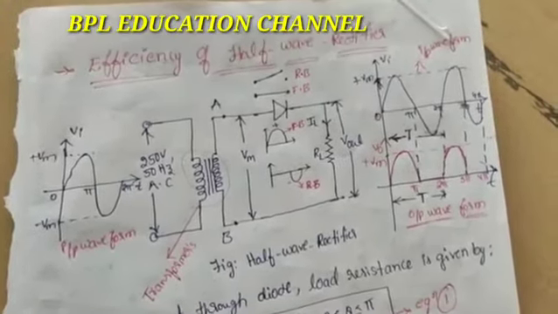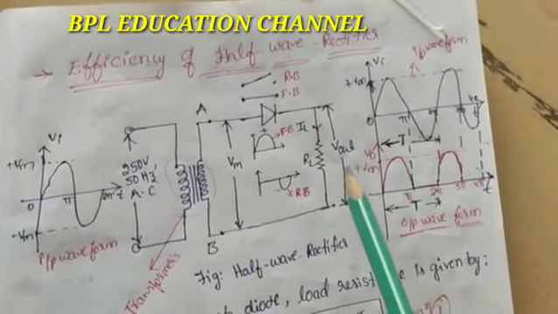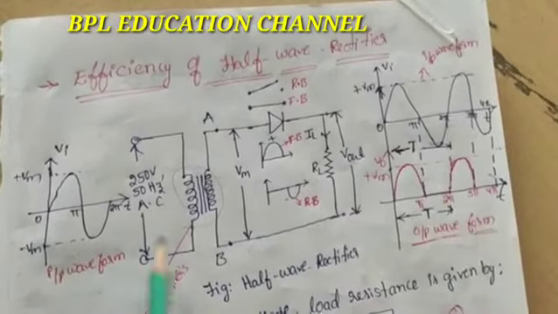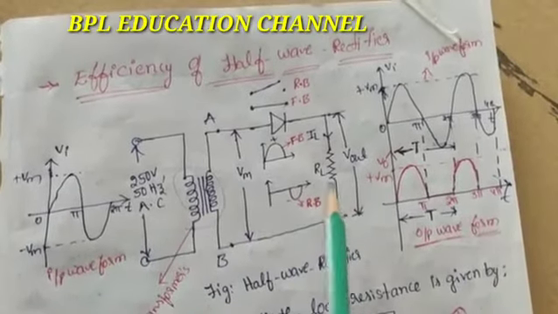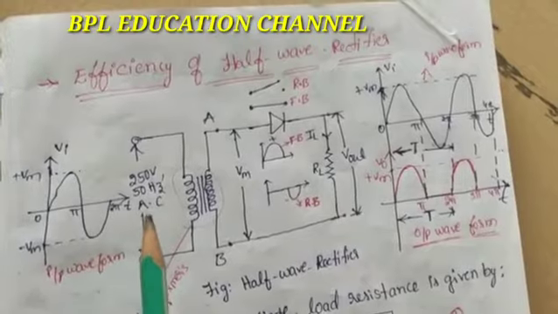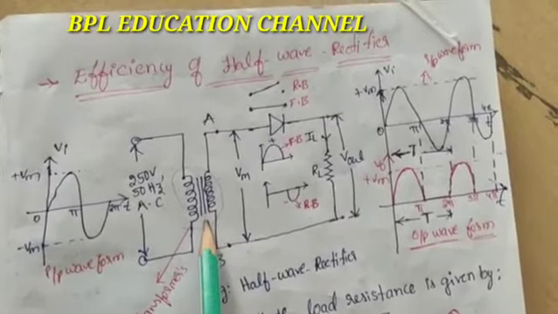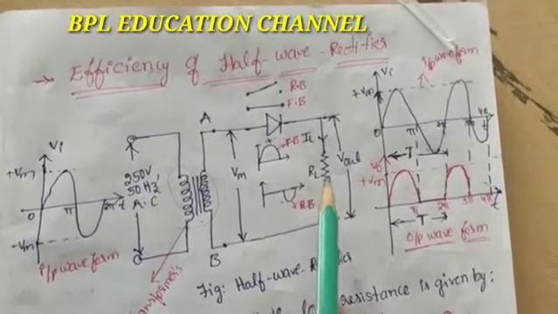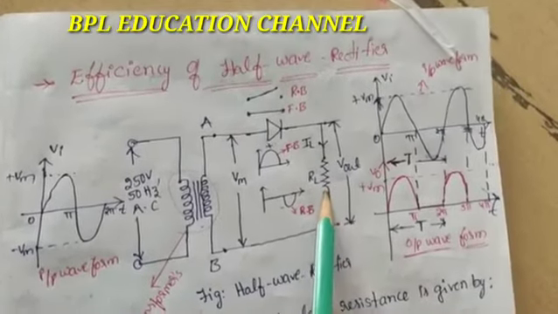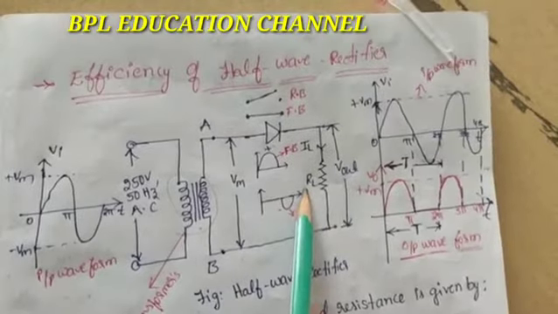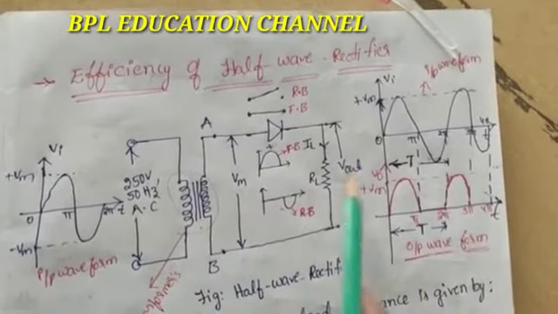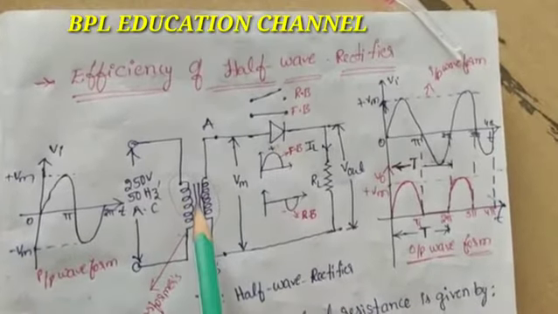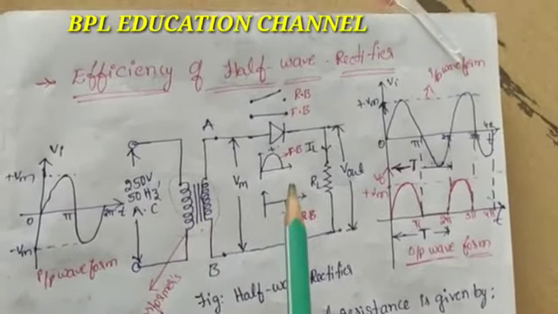Efficiency of half-wave rectifier. This is the complete block diagram of a half-wave rectifier. In that, we have three main components: one is a transformer, another is a diode, and the third is a resistor, that is, a load resistor. In that complete circuit, the heart of the circuit is the diode and the transformer. These are the two main components.